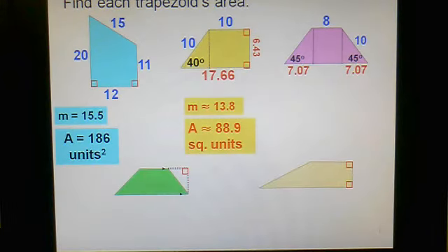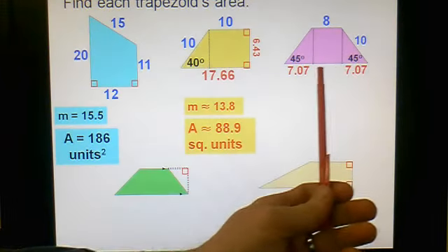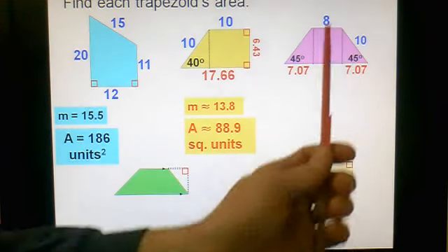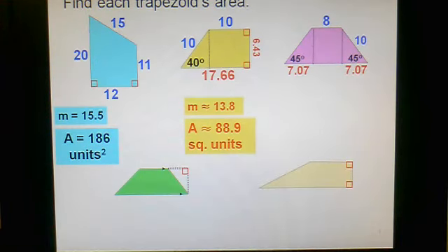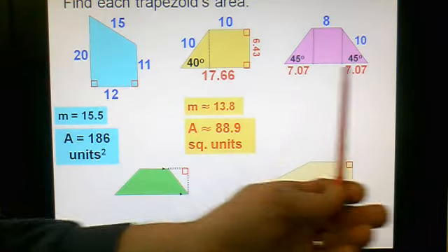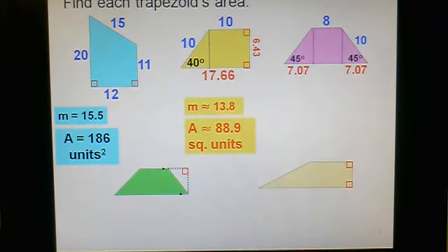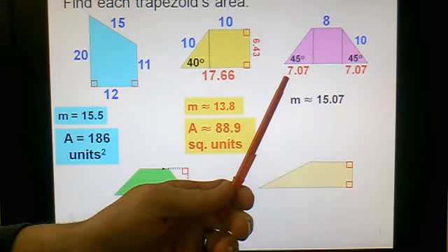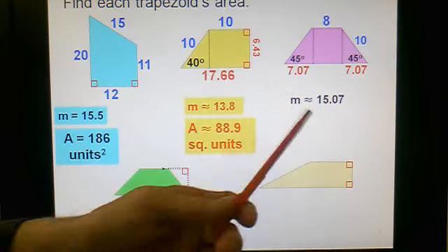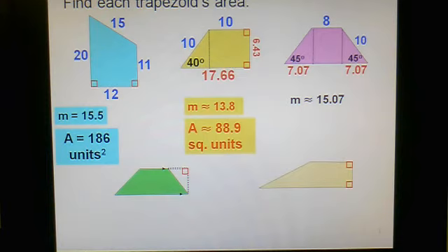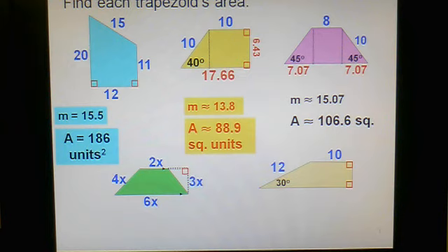Think about how long this little piece is here. That, of course, is also going to be 8. So that entire length of base 1 or base 2, whichever one you call this, is 7 plus 8, which gives you a mid-segment of 15.07. If you were to add these together, add it to base 1 and divide by 2, you get around 15.07. And you multiply by the height, you should get around 106 square units for the area of that figure.